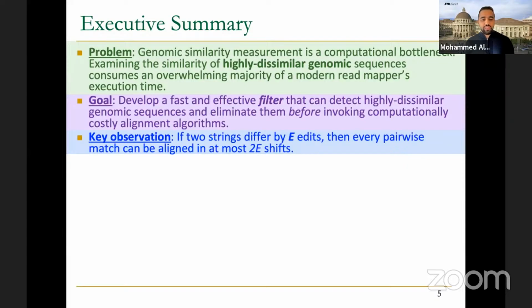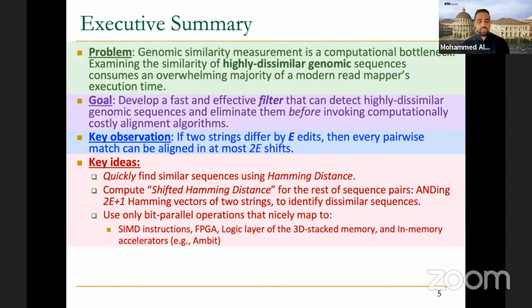The key observation: if two strings differ by E edits, meaning there are E edits between these two sequences, then every pairwise match can be aligned with at most 2E shift operations. That is at most, so you could use fewer or equal to this number. We use this to build a very quick filter. We first quickly find similar sequences using Hamming distance, and we see the number of differences.